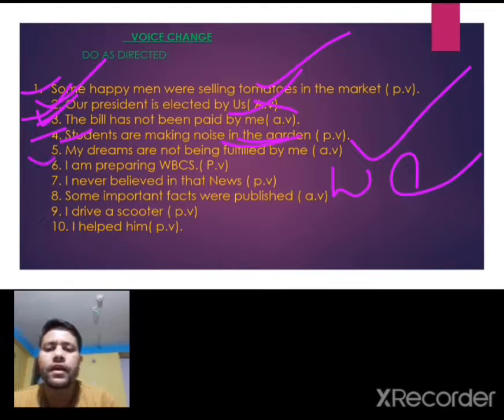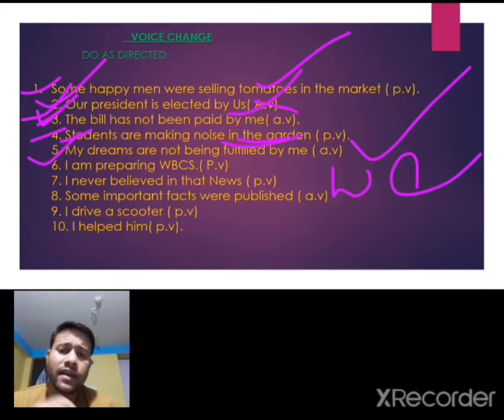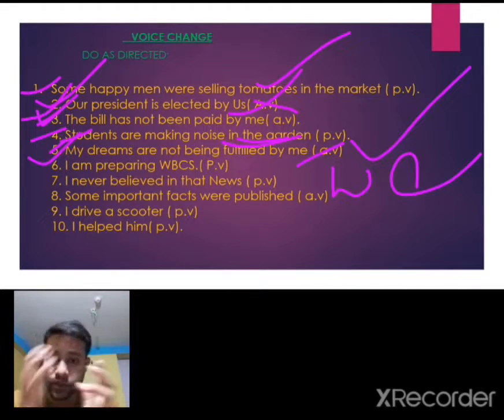Next, number five: my dreams are not being fulfilled by me. This is again in passive form, so we have to make it active. To do it active, we do it this way: I am not fulfilling my dreams. Me has to be changed into I. So I am not fulfilling my dreams. This would be the active form.